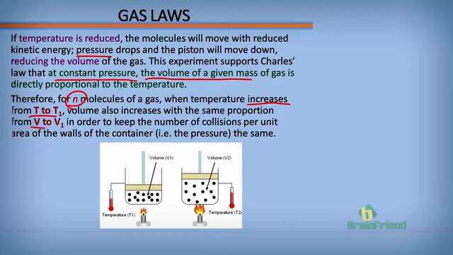from V to V1 in order to keep the number of collisions per unit area of the walls of the container constant. And this long grammar we are seeing here, number of collisions per unit area of the walls of the container, simply refers to what? The pressure of the system. So volume increases so as to what? Keep the pressure of the system constant.